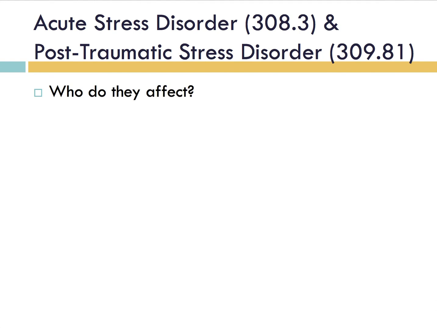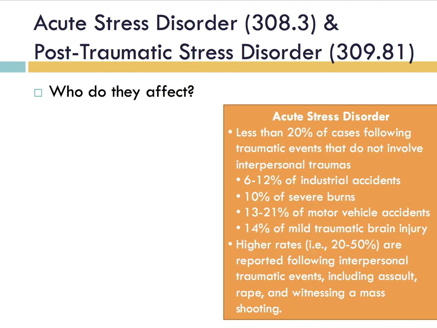Now, in terms of prevalence, rates vary widely. Let's talk about acute stress disorder first. What we know is that less than 20% of people who experience a trauma that's not interpersonal in nature end up meeting criteria for acute stress disorder. And those rates seem to vary depending upon the type of trauma. So between 6 and 12% of people who are involved in industrial accidents seem to meet criteria. About 10% of people who experience severe burns. About 13 to 21% of people who are involved in severe motor vehicle accidents.